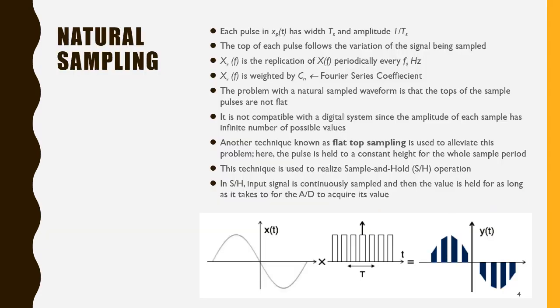Now the same process is being given here in steps, where we have considered a pulse of width Ts, its amplitude is 1 over Ts. We have seen that Xs of f is nothing but the replication of X of f, periodically repeating for every Fs hertz, and its amplitude is purely dependent on the value of Cn, which is the weighted value of the Fourier series coefficient.